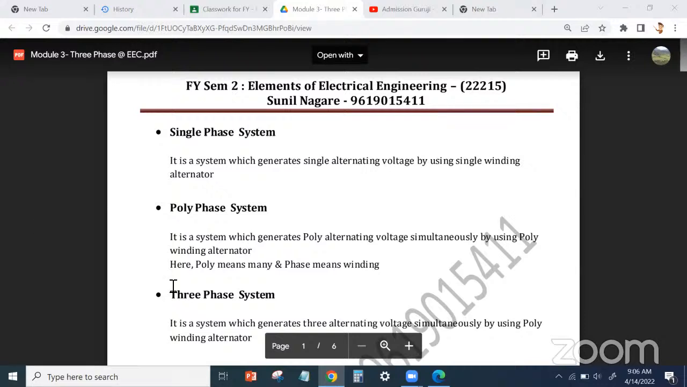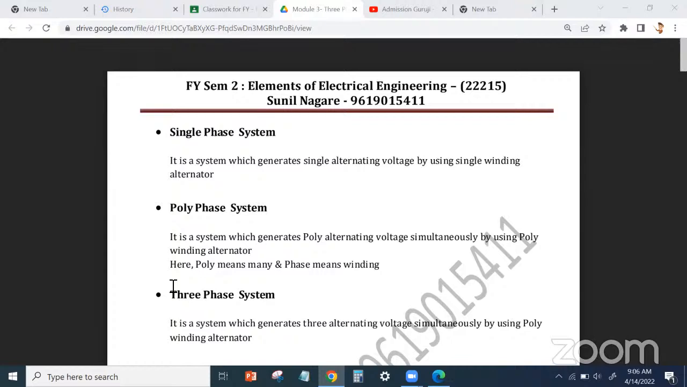So today's lecture is theory based. I'll tell you the theory part, what actually three-phase is. This is in question and answer format. So refer to the notes that I gave you here, and you will get everything. Just refer to these notes.